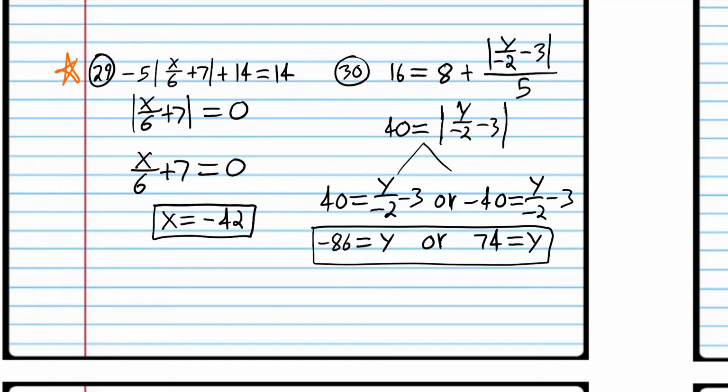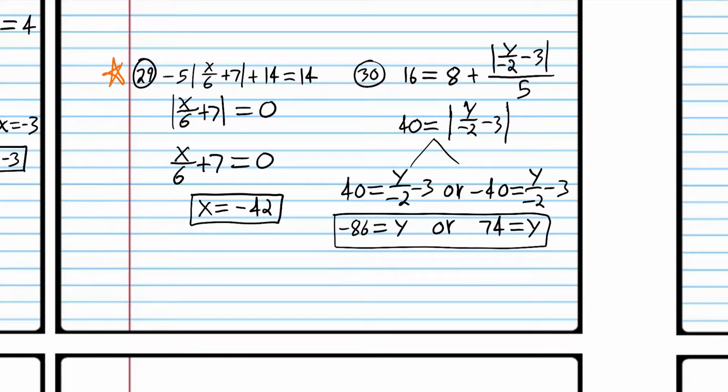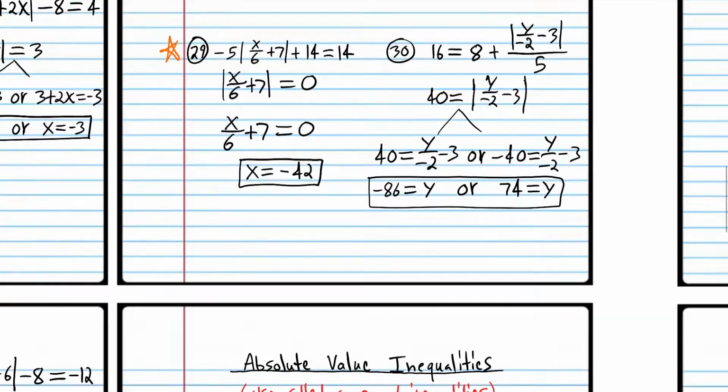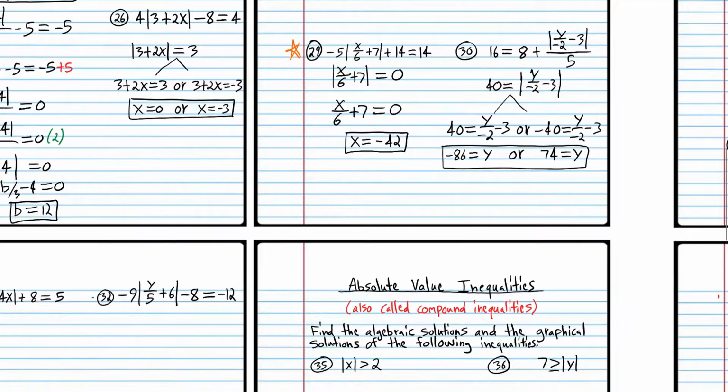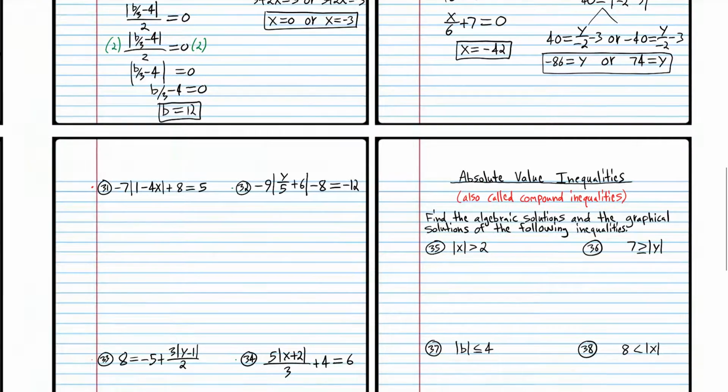So again, you can check if you want. Plug in the 74. 74 divided by -2 is -37. -37 minus 3 is -40. Absolute value of -40 is 40. 40 divided by 5 is 8. 8 plus 8 is 16. Again, the reason I'm doing that quickly is because I'm just demonstrating that you can test your answer. But you have to use order of operations correctly.